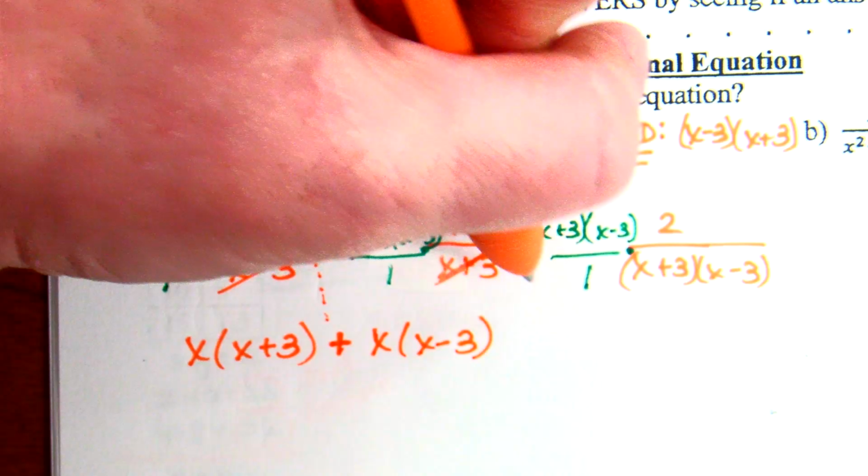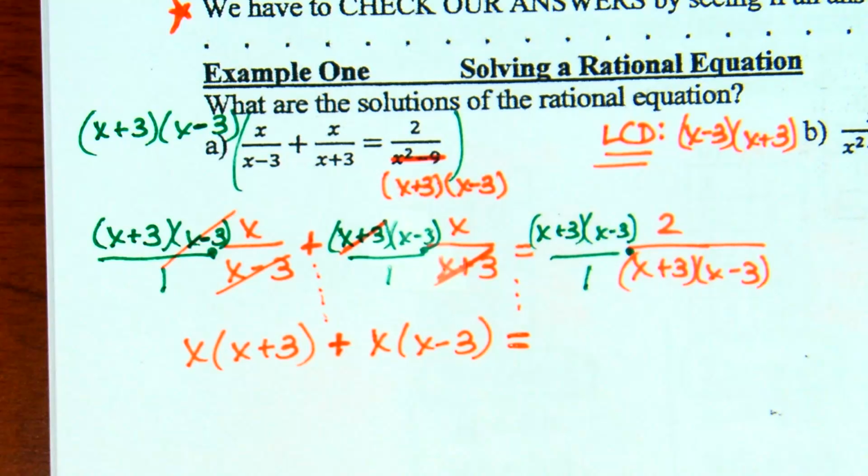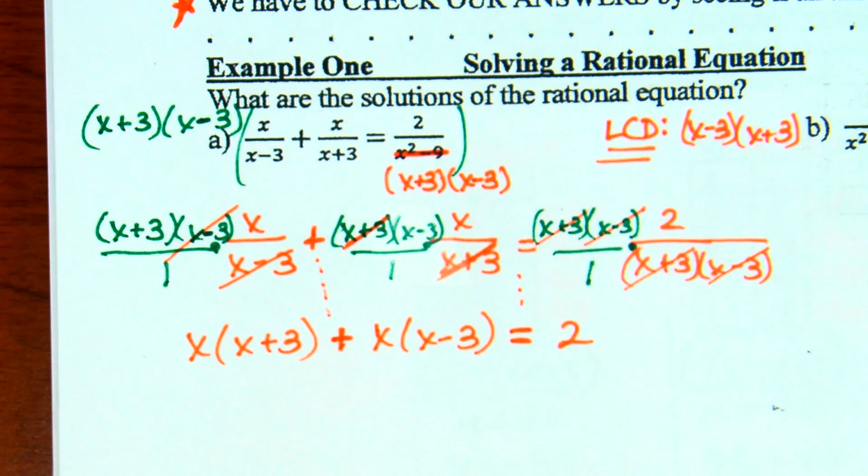Now I'm multiplying. It was 2 over x plus 3, x minus 3. And I'm multiplying by x plus 3, x minus 3. What cancels? X plus 3, x plus 3. X minus 3, x minus 3. What remains? 2 over 1, which is 2. Technically, all of these things could have been over 1. Okay. It looked ugly in the process.